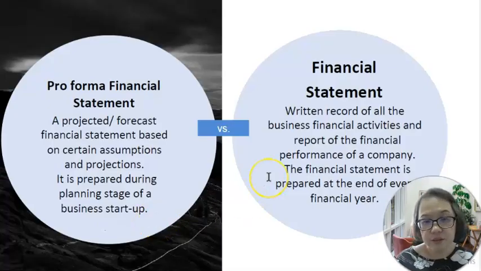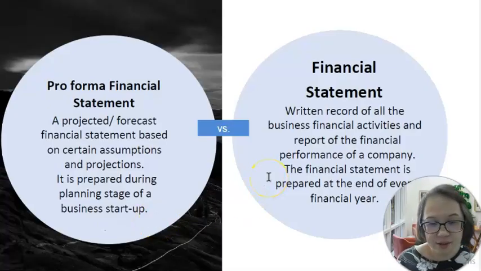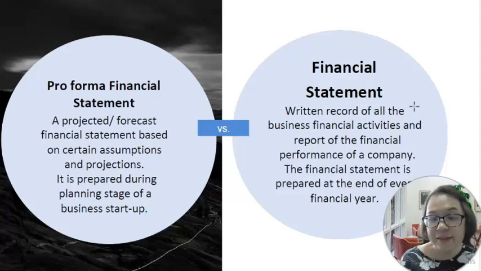While businesses that are already operating, most of the companies are preparing financial statements. The financial statement will record all the business activities financially and will prepare the financial report of a company. So normally we will prepare the financial statements once a year. So let's look at what are the different types of financial statements we have here.